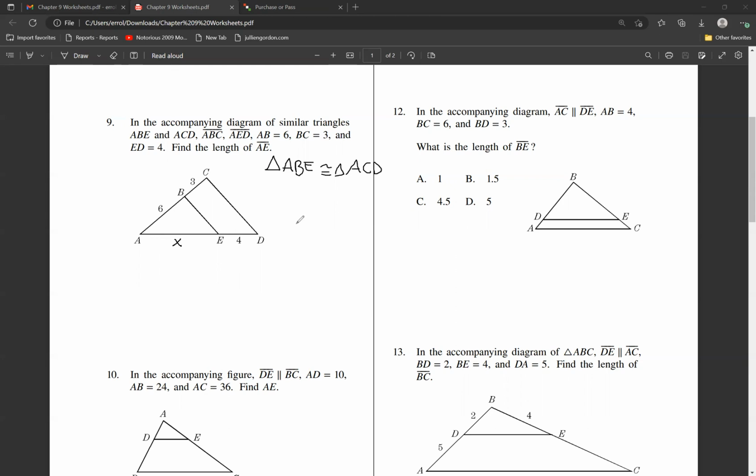3 over 6 equals 4 over x. Tell me in terms of letters first. CB over BA equals what? DE over EA. All right, let's see if that makes sense. CB is 3.